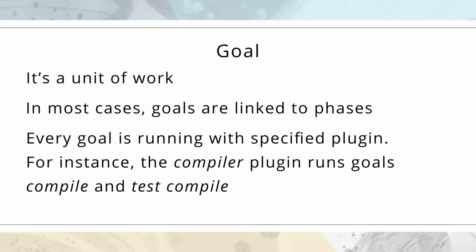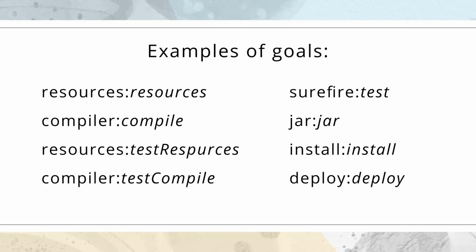Next, what is a goal? It is a unit of work. In most cases, goals are linked to phases. Also, every goal is run by a specified plugin. For instance, the compiler plugin runs the goals compile and testCompile. Let me show you an example of goals. The first word before the colon is the name of the plugin which is used to run this goal.